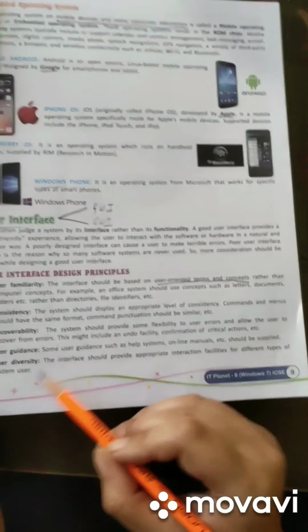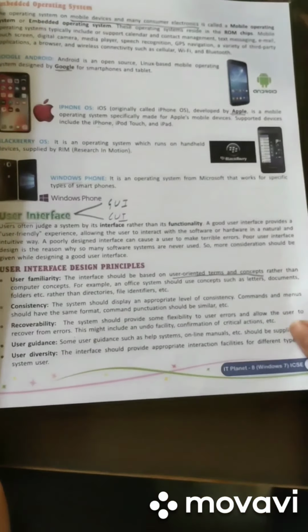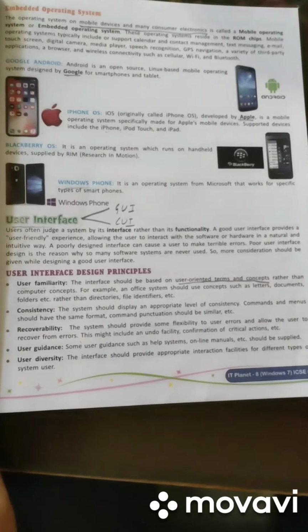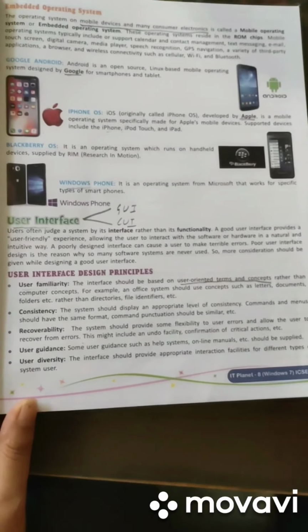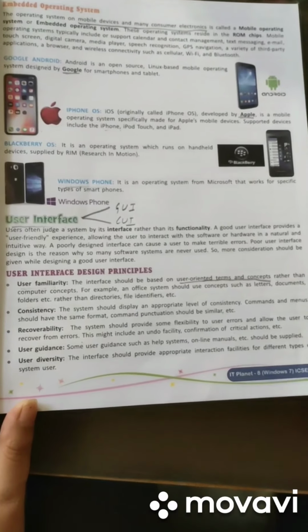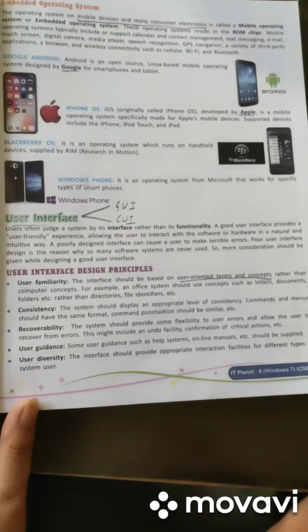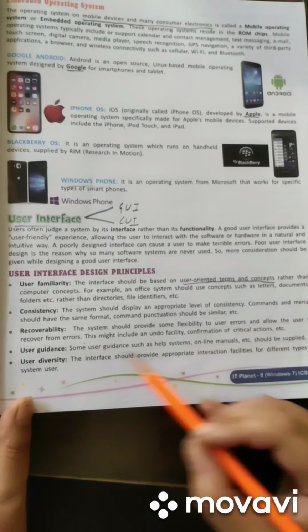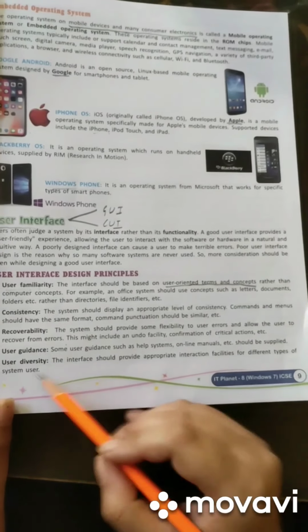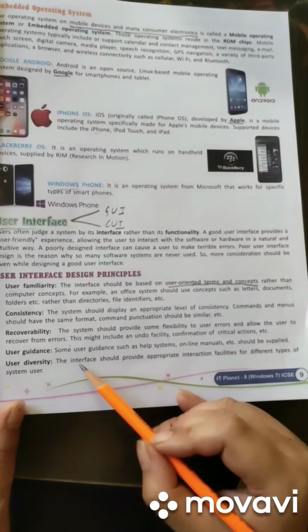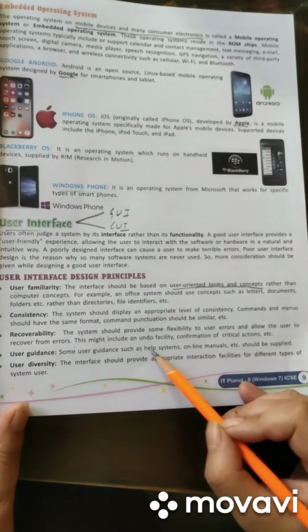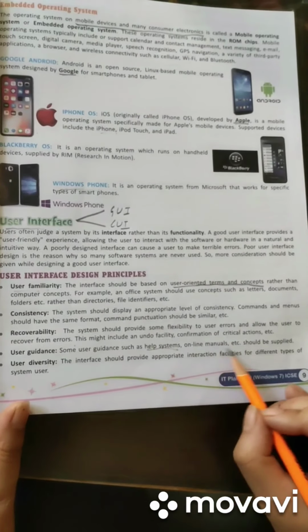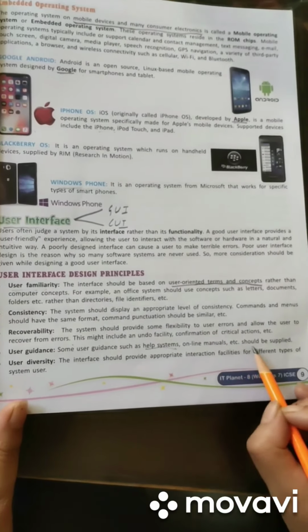Next, we have user guidance. User guidance is like, if I'm not familiar with a specific term, I'm easily able to get the reference or a clear idea about that command within the system itself. Some user guidance such as help system, online manuals, etc. should be supplied by the user interface.